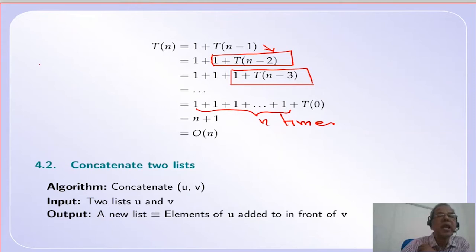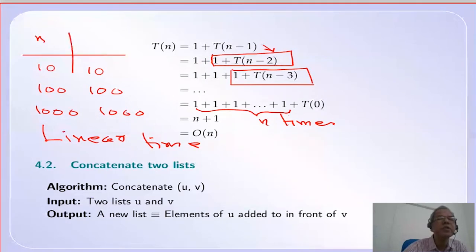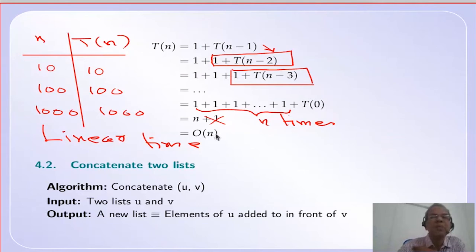If there are, let's say, 10 items in the list, to append a new item takes 10 units of work because we have to traverse all the 10 items. If there are 100 items in the list, we have to traverse all the 100 items to append a new item, and so on. Therefore, we say it is linear time. What is the meaning of linear time? As input size increases, the running time increases linearly. I can approximate, just leave out this plus 1 and simply say n.